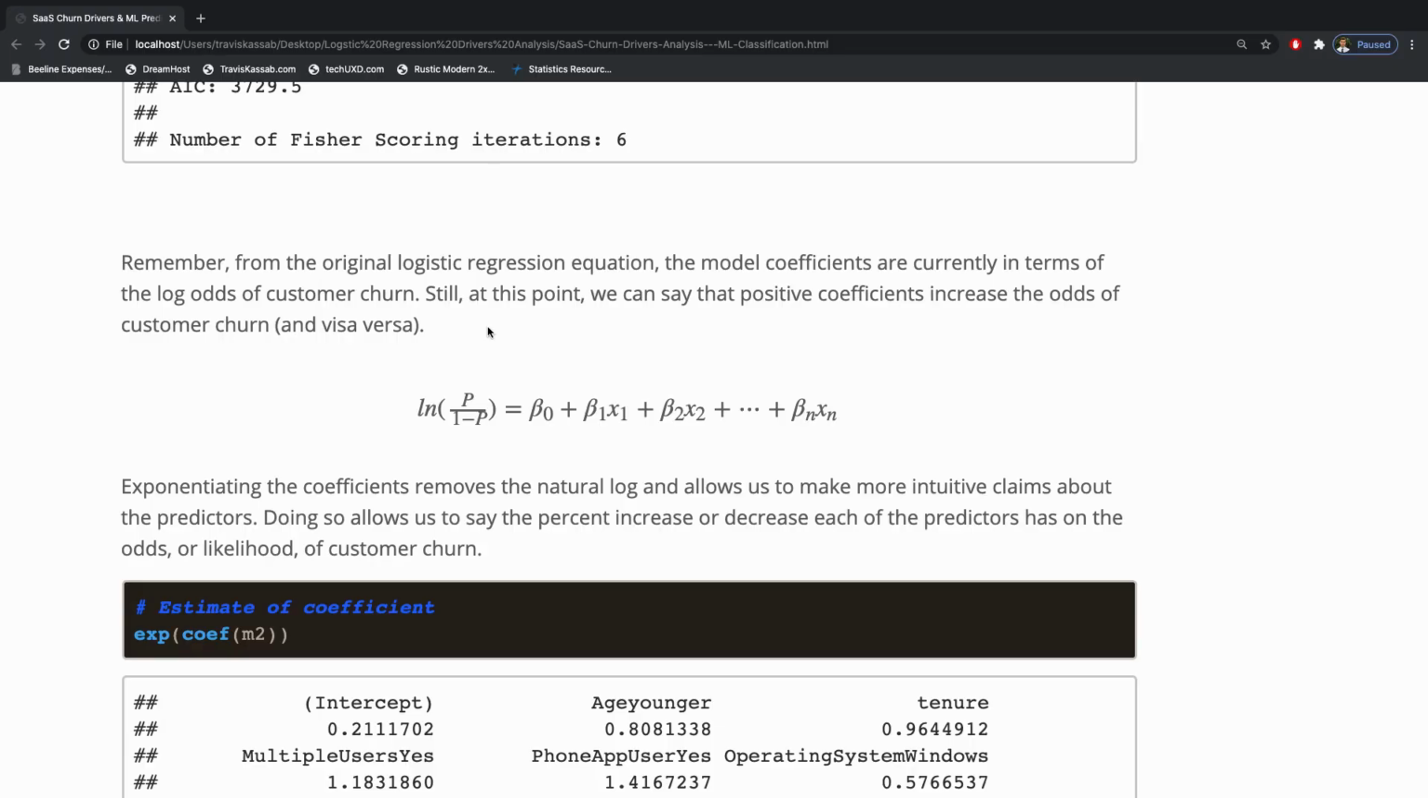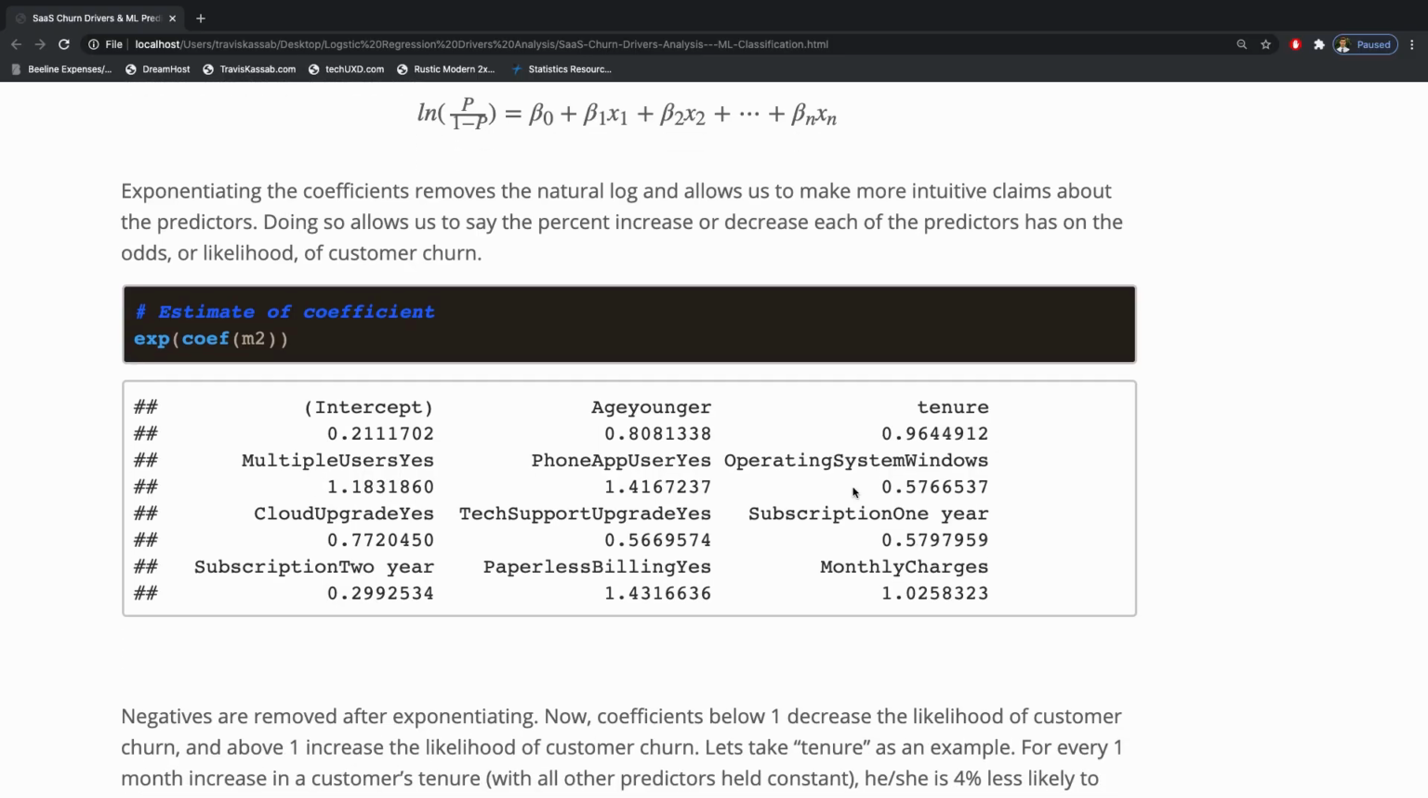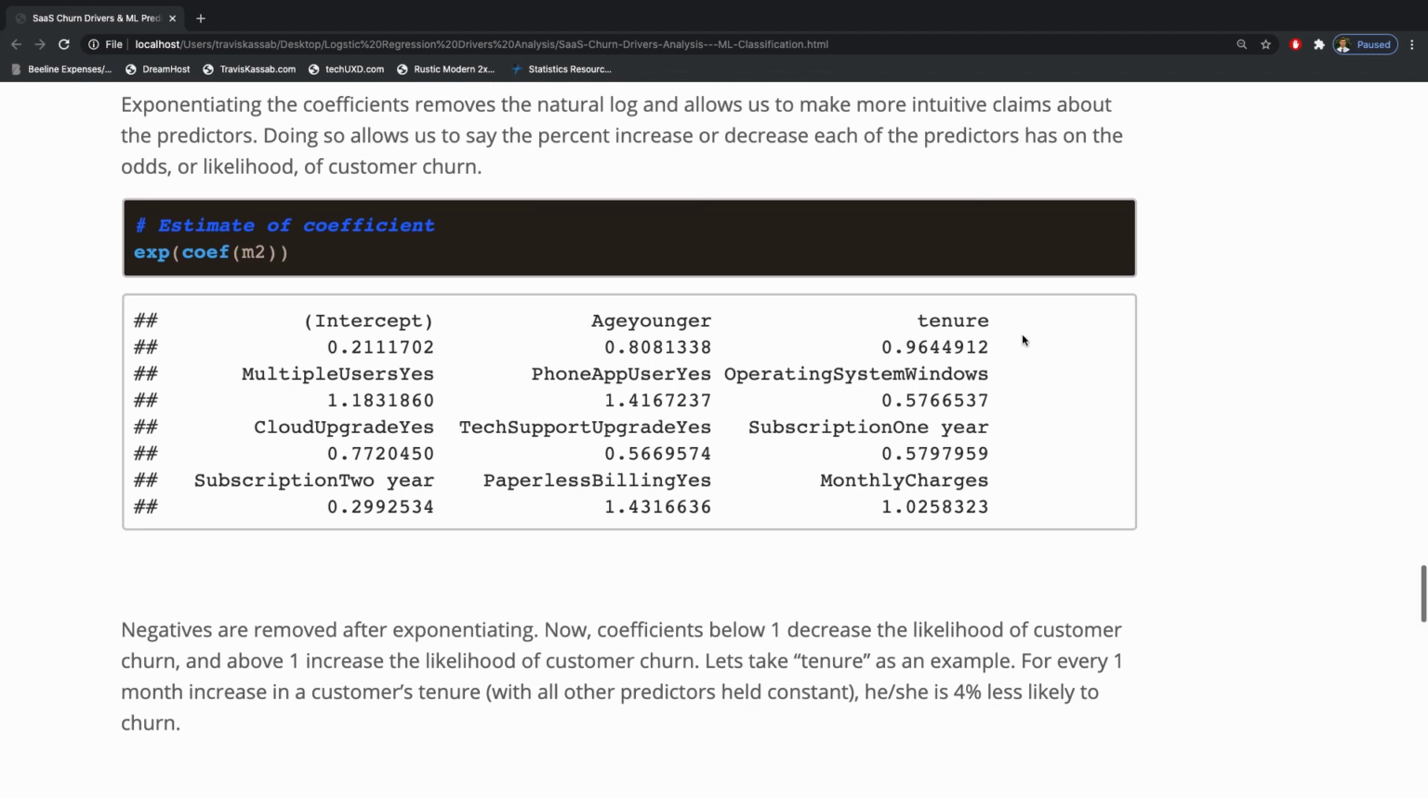In order to get the coefficients into more intuitive terms, we would exponentiate each of these coefficients. If you exponentiate beta, this exponentiation term turns into just the odds of a customer churning. So what was negative above is now going to be below 1, and what was positive above is now going to be greater than 1, and there are no negatives once you exponentiate. So let's look at tenure, and let's see how we can interpret tenure.